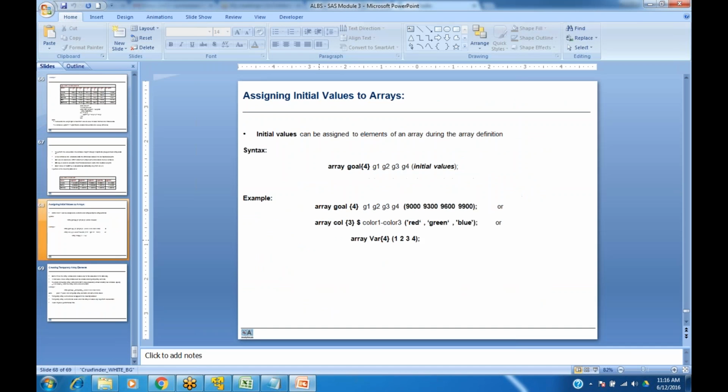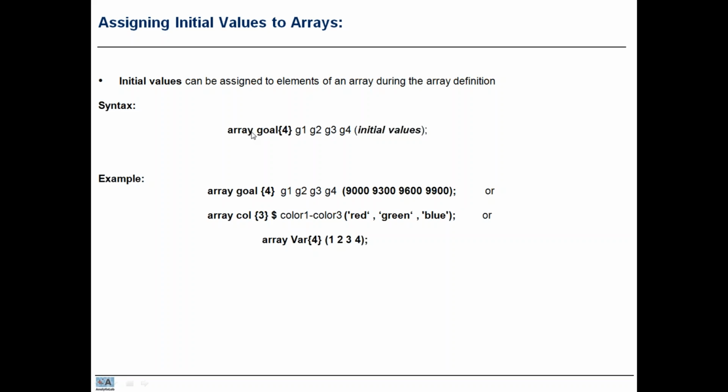The way to do that is very simple. We did the definition till here, G4. In the following bracket, you can assign the values also. So now what is this doing? It is saying I have an array called goal which has a dimension of 4. G1 takes the value 9,000, G2 takes the value 9,300, then 9,600 and 9,900. So these are again just different ways of specifying the array.